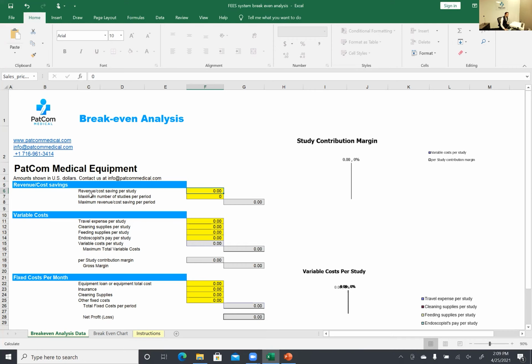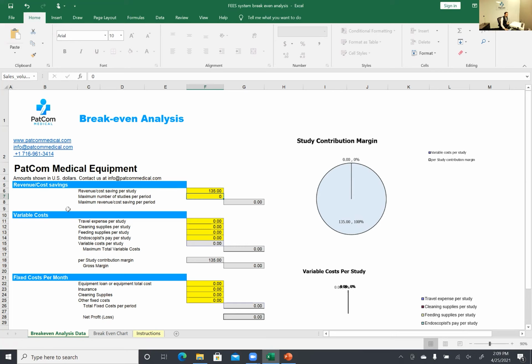So in the first field here that I fill out, which is my revenue section, this is the money that I make, or in this case, the cost that I save. The first one here, I'm going to put in $135. So this is me saying that I save $135 when I do a FEES versus doing the MBS, which then I don't have to do anymore.